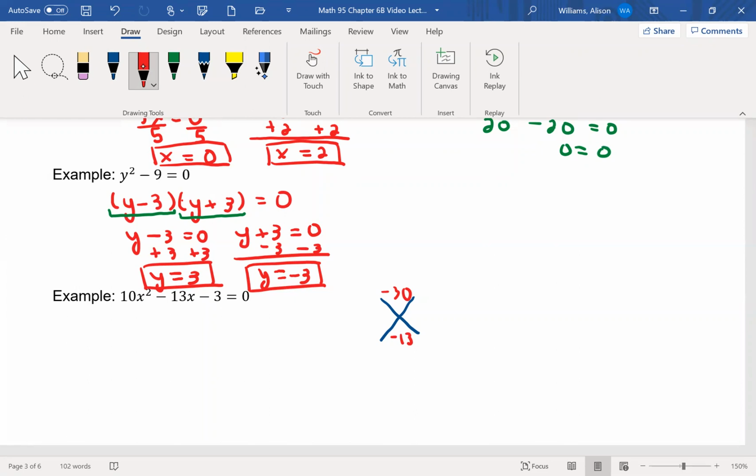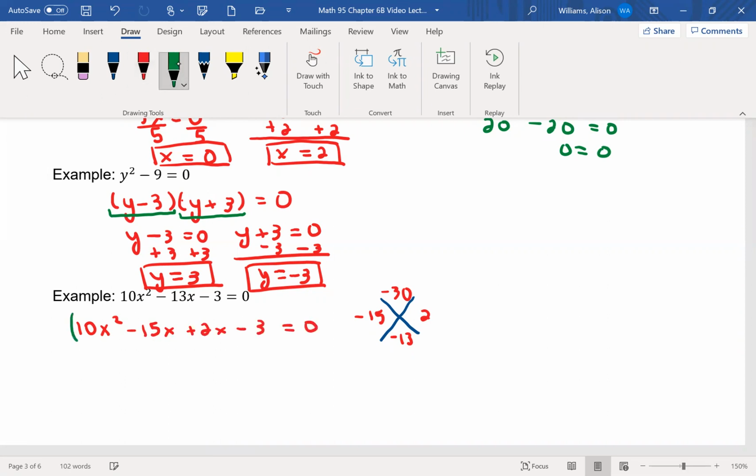Now, initially, my thought was 10 and 3, but that's not going to work because in order for 10 and 3 to add up to be negative 13, they both have to be negative, and that doesn't multiply to be a negative 30. So actually, it's 15 and 2, and the 15 needs to be negative. That'll multiply to be a negative 30, but add to be negative 13. All right, so let's factor this. 10x squared minus 15x plus 2x minus 3 equals 0.